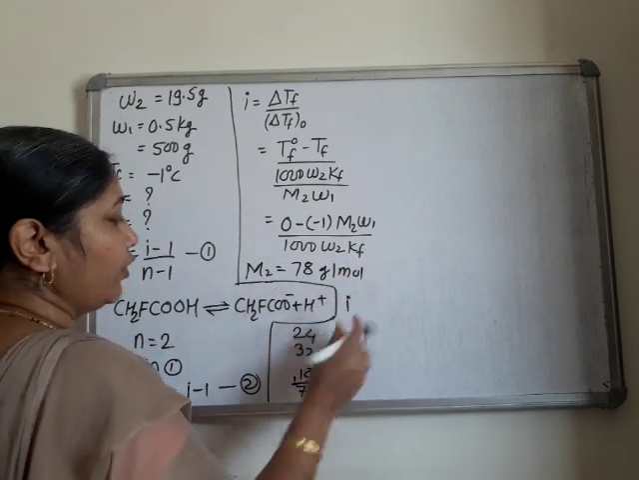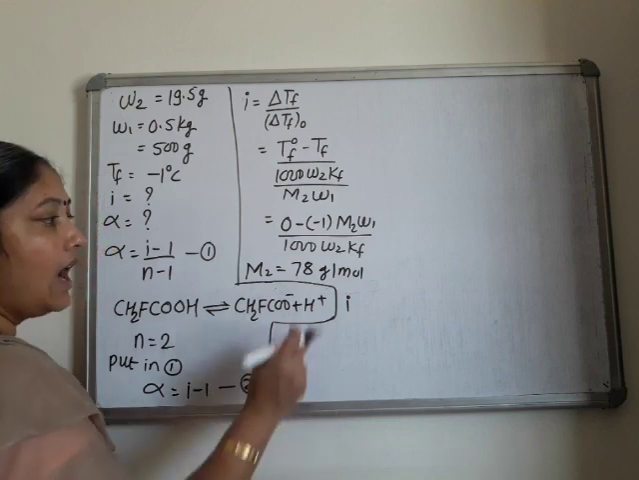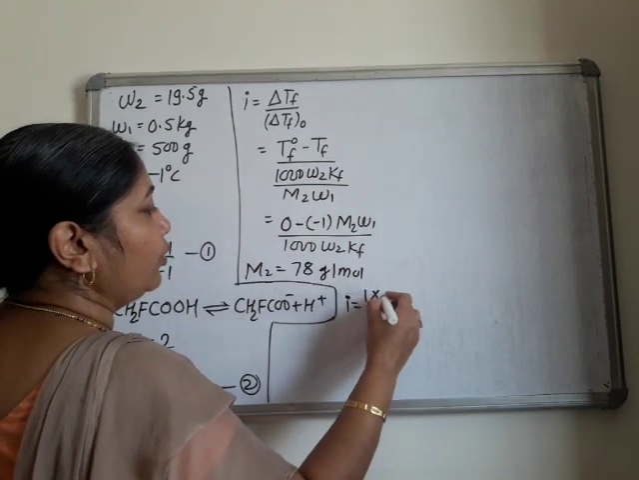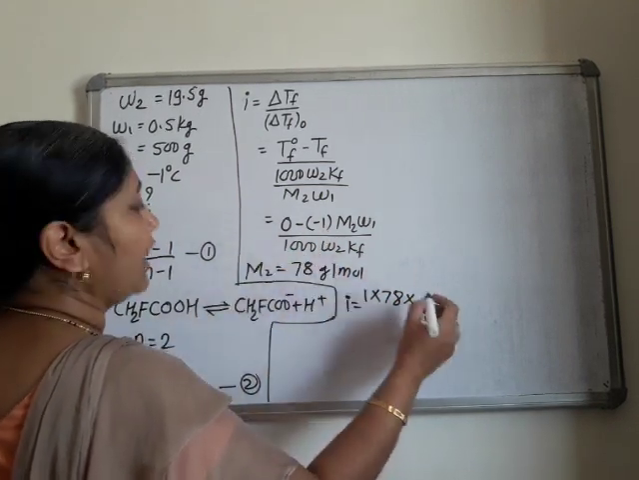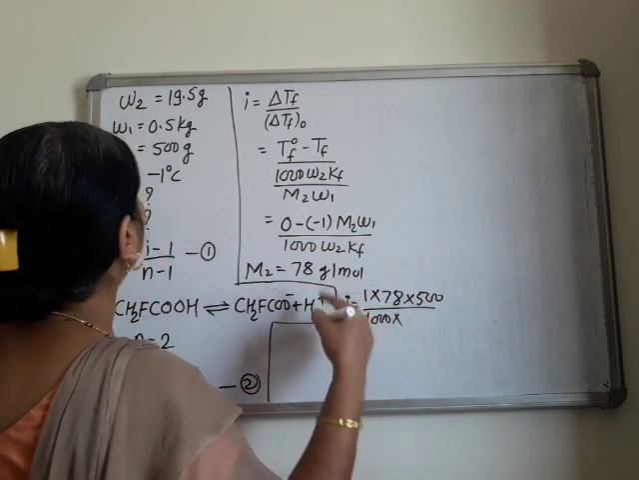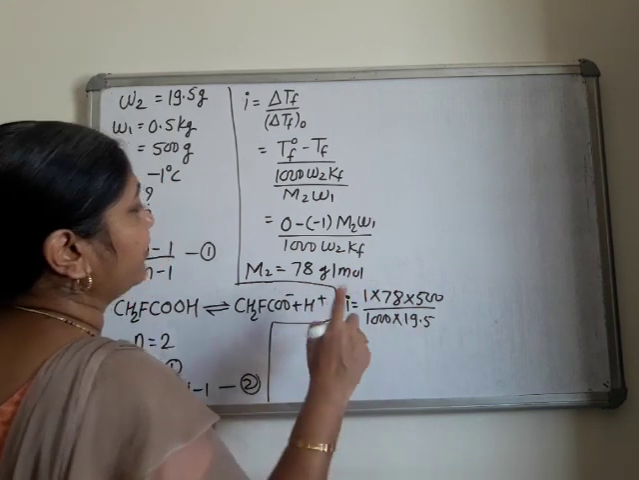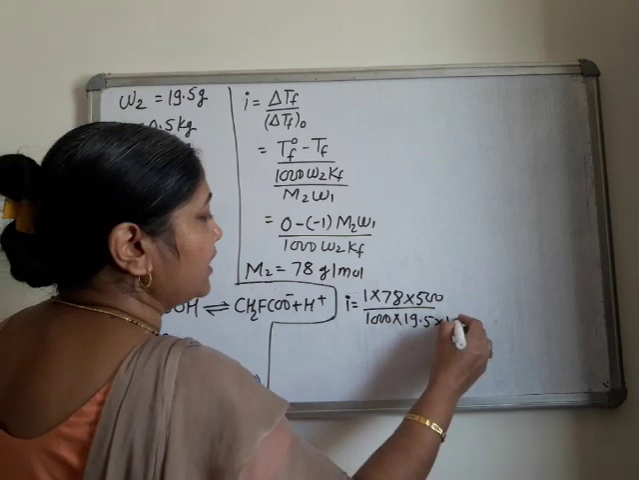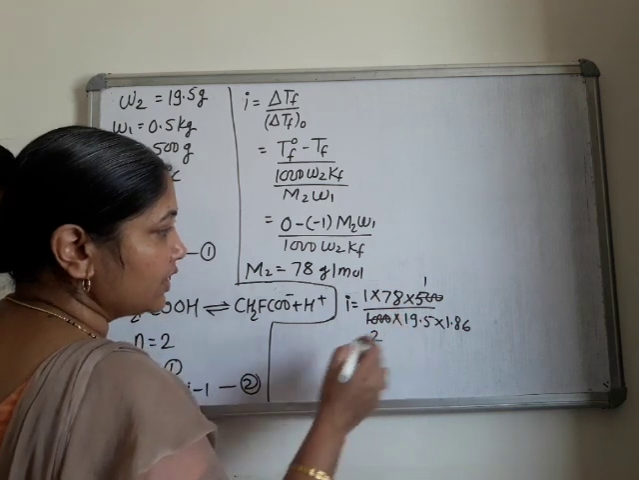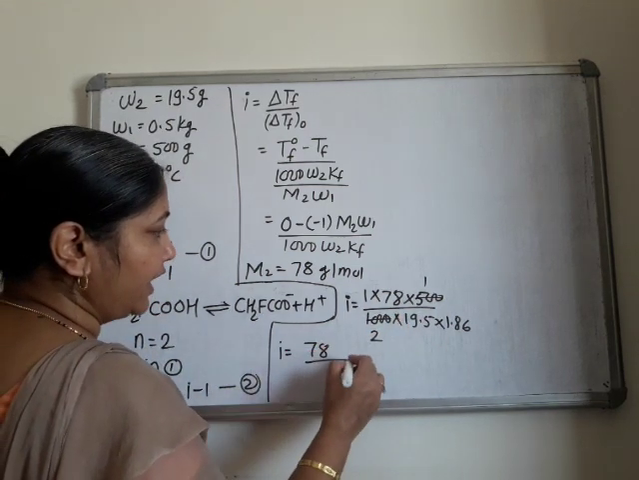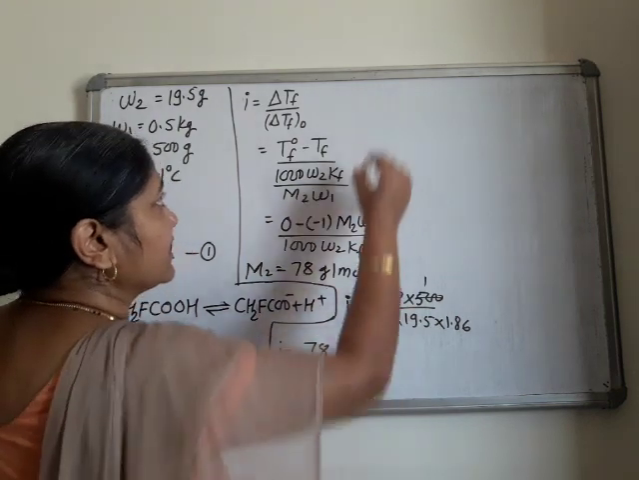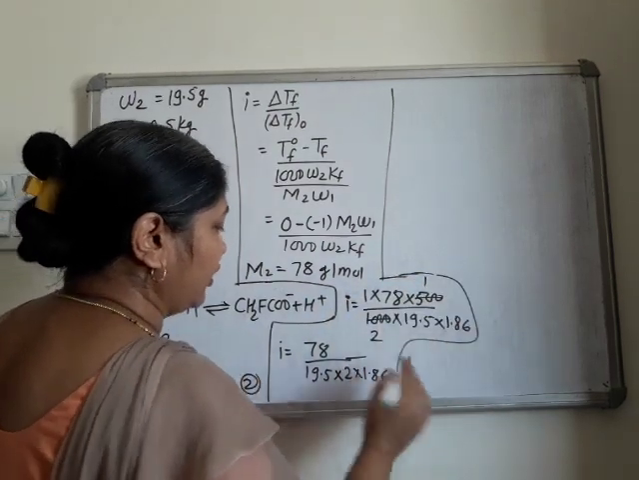Put this value here. So what do we get? i is equal to 1 into M2, 78, W1 in gram, that is 500, upon 1000, W2 is how much? 19.5, and Kf is 1.86. 500 ones are 2s are. Okay, so simplify this. What do we get? i is equal to 78 upon 19.5 into 2 into 1.86. Let us calculate this value.